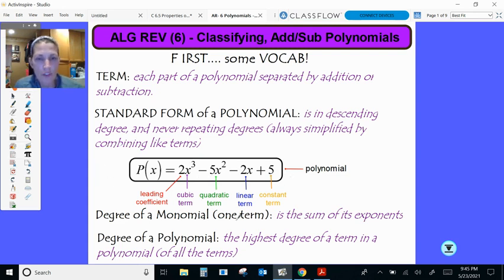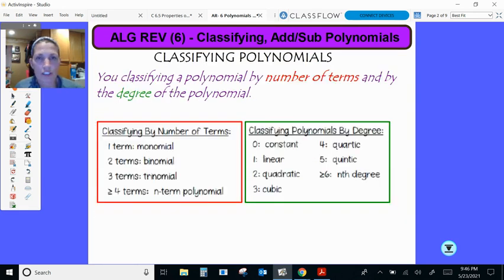The degree of a monomial, which is one term, is the sum of its exponents. So if I had 2x squared y to the 5th, the degree of this monomial would be 7 because the powers are 5 plus 2, okay? Degree of a polynomial, however, is the highest degree of the term in the polynomial. So this one is a degree of 3. This is a third degree polynomial, okay? So don't confuse those two things.